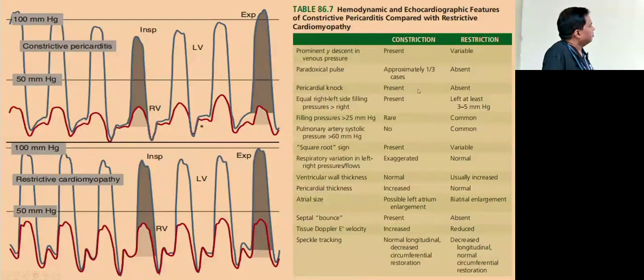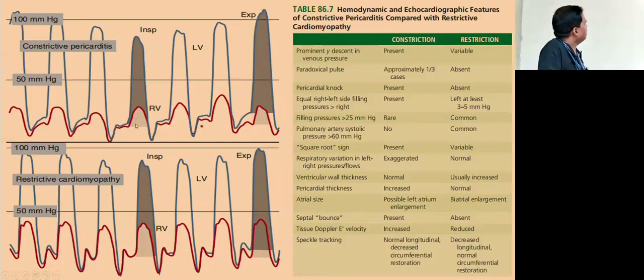There are so many hemodynamic features in constrictive pericarditis to differentiate it from restrictive cardiomyopathy. Not one thing alone can we say is pathognomonic of constrictive pericarditis. Just for your understanding, this is the RV pressure which we measure in the cath lab, and this is the LV pressure. In the LV and RV pressures, here we see during inspiration.